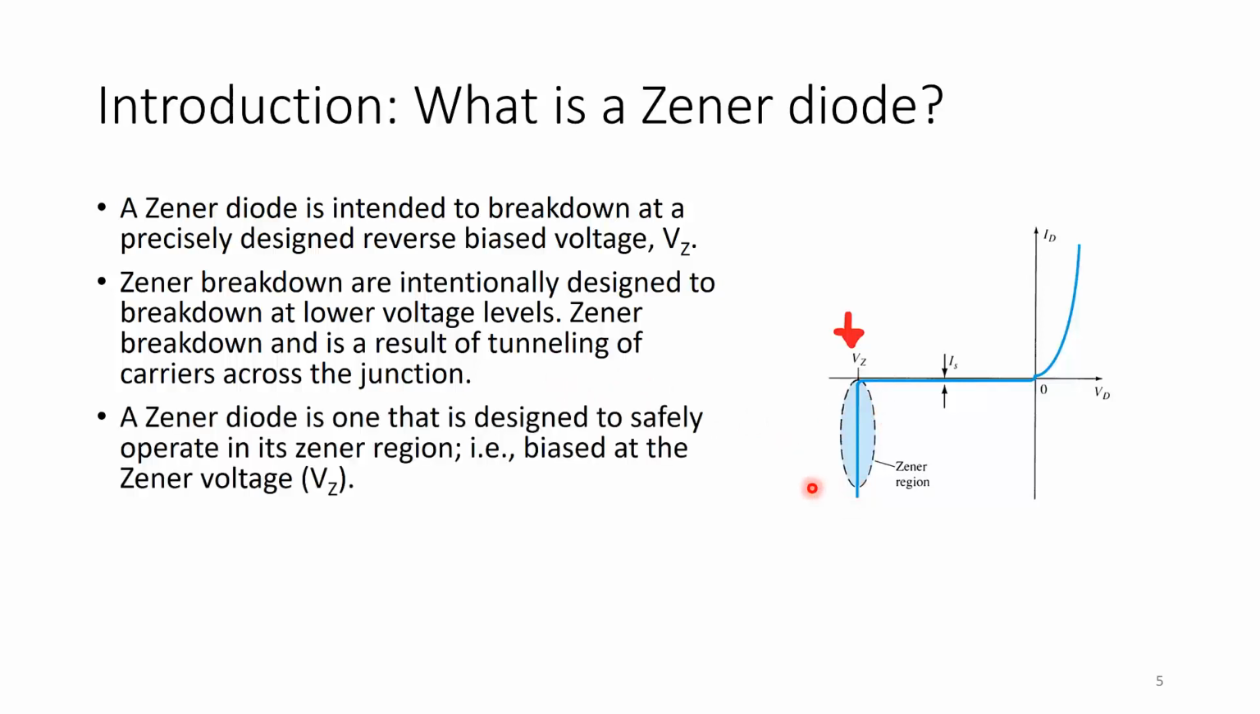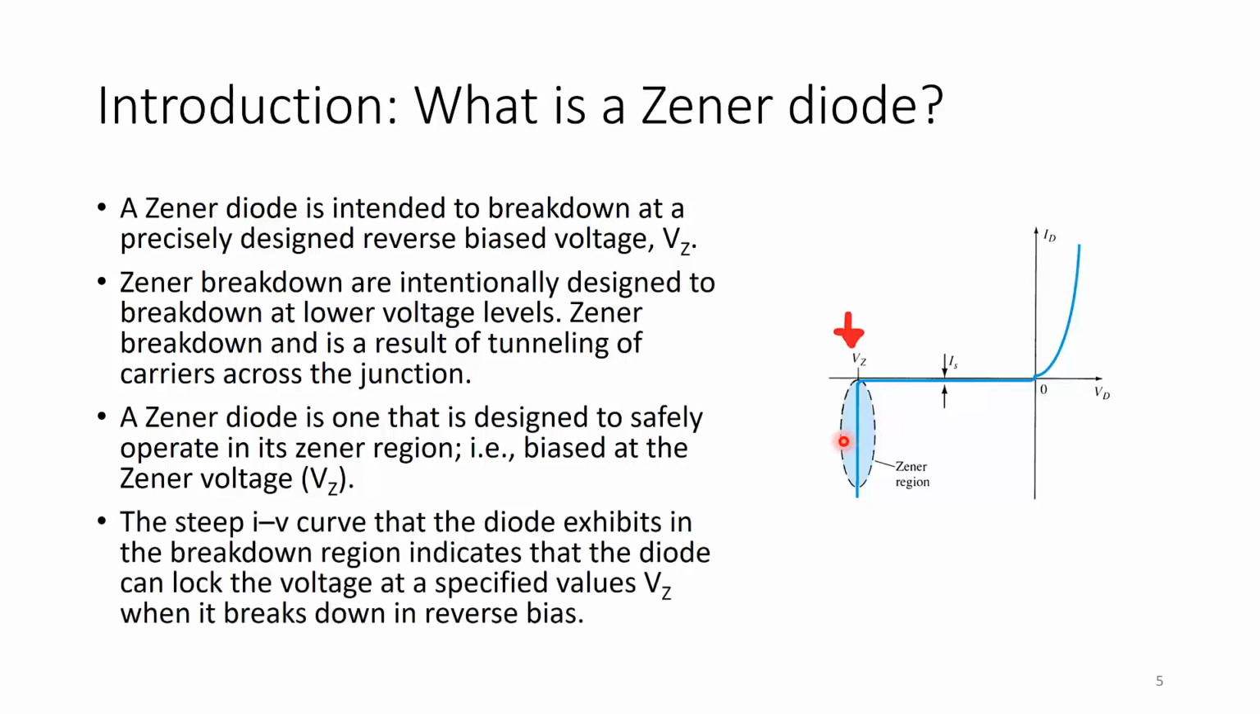So a Zener diode is one that is designed to safely operate in its Zener region, biased at the Zener voltage. Okay, that means it is safe for operation. It does not mean that it breaks down and is therefore damaged. It simply means that it is allowing current flow in the reverse bias.